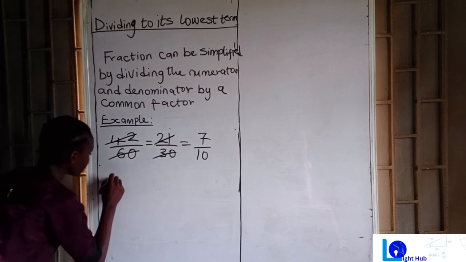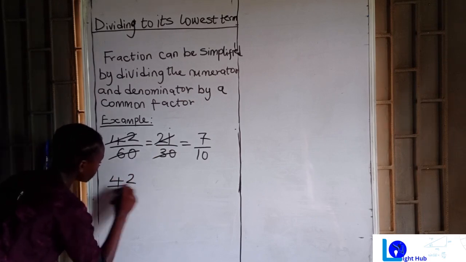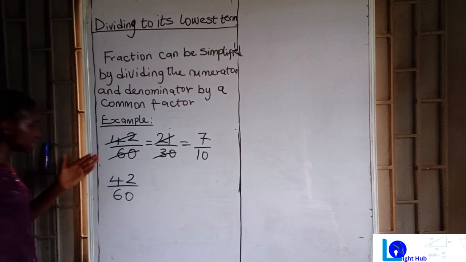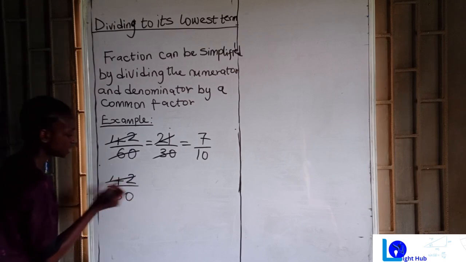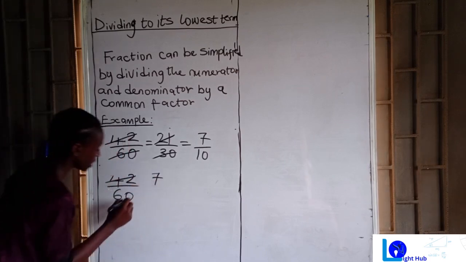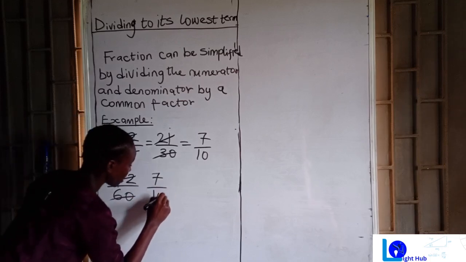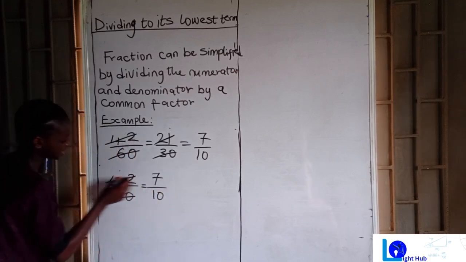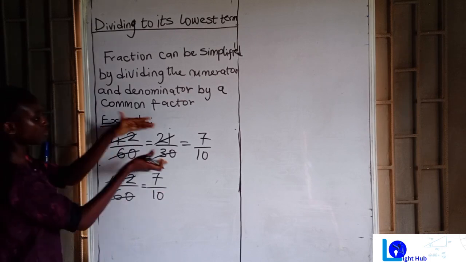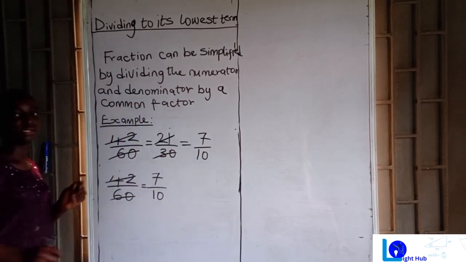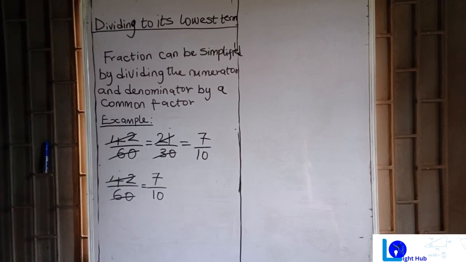Or you could also divide it like this. 6 is a factor of both of these numbers. So you simply divide. 42 divided by 6, we have 7 here. 60 divided by 6, we have 10 here. So I divide exactly here with 6. Before, I divided with 2 and with 3, and I got this. So you can use both methods.